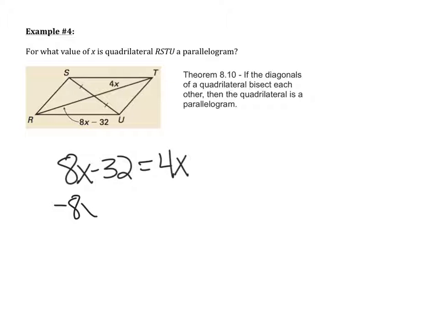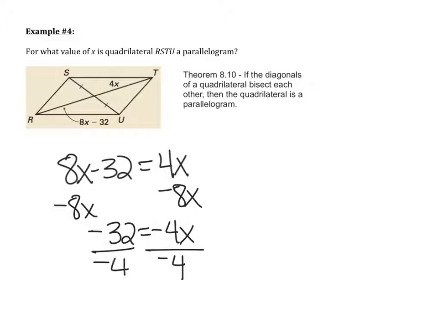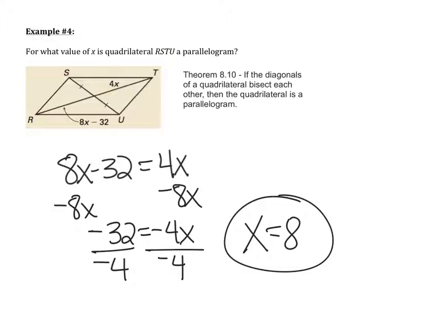We're going to subtract 8x from both sides, so I'd have negative 32 equals negative 4x. Divide both sides by negative 4, and I would end up with x equals 8. So if x equals 8, that would make this segment equal to this segment, which in turn would make both diagonals bisected. So according to theorem 8.10, RSTU would be a parallelogram.